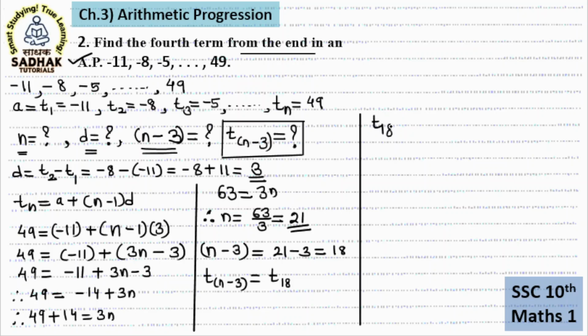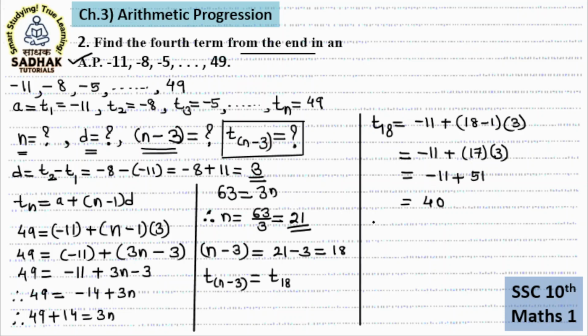So t18 is equal to a, which is minus 11, plus n minus 1, that is 18 minus 1 bracket, multiplied by 3 because d is equal to 3. So that will give us minus 11 plus 18 minus 1 is 17, 17 multiplied by 3. So minus 11 plus 17 3s are 51. So minus 11 plus 51 is plus 40.